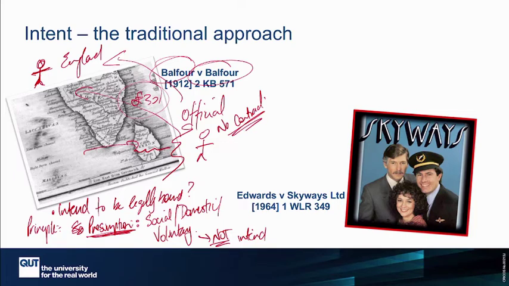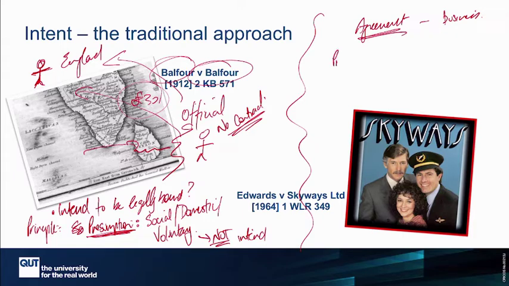In contrast to that, in the case of Edwards and Skyways, there was an agreement between two parties in business. It had to do with union negotiation. It was quite complicated, so I won't go into the details. The key principle, though, is that there is a presumption in business that if you're in business, you do intend. Okay? So they're our authorities.